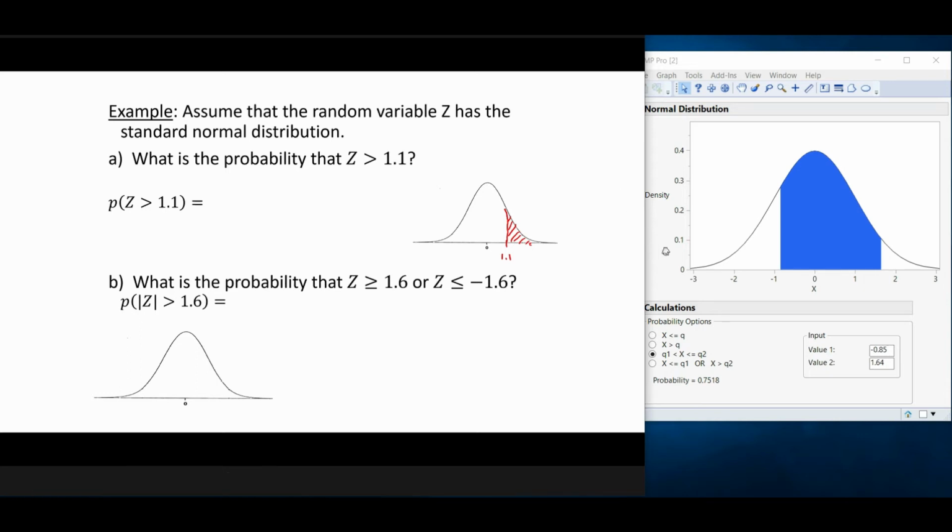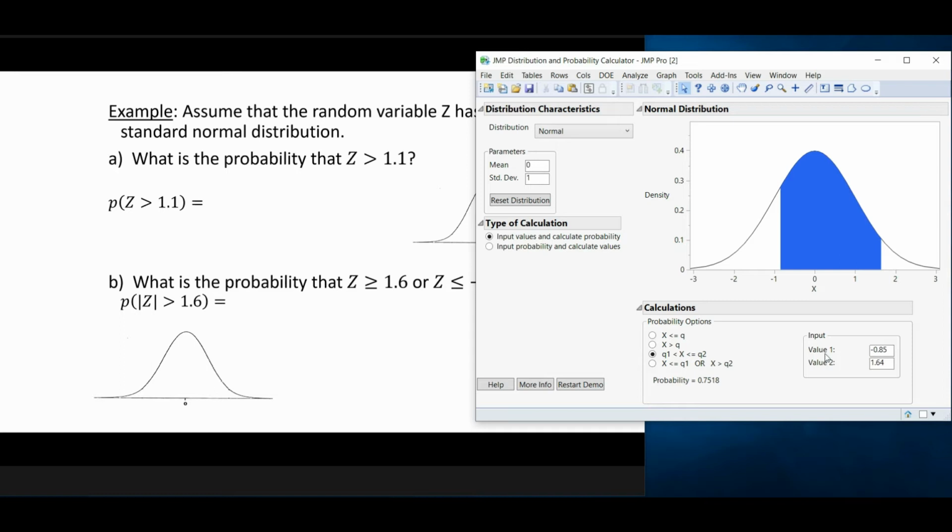Right, so I'll come back over here into JMP, and I will select this option, x greater than q, where q is my 1.1, so I'll type that in. And that gives me my shaded region around 1.1, and that tells me there's 13.57% of that area. So that's equal to 0.1357 above 1.1.